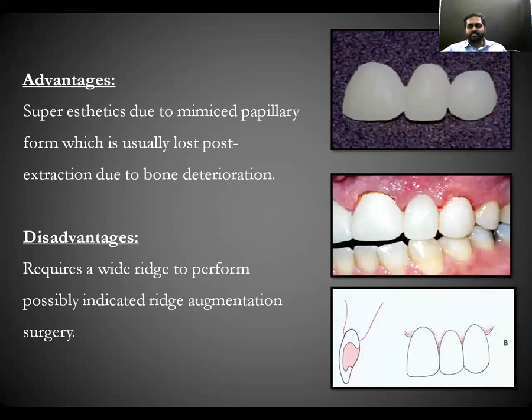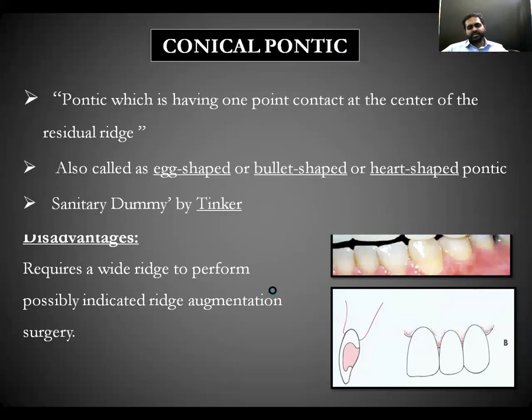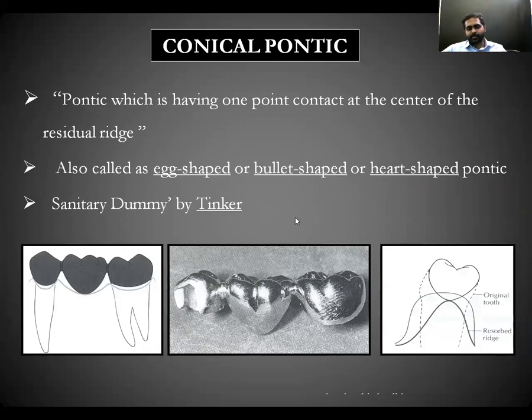All the gingival contours will cover the contact area in such a way that the tooth or the fixed partial denture will look like it is emerging from the socket. It requires a wide ridge to perform the surgery or the extraction. It is also indicated in the ridge augmentation procedure.